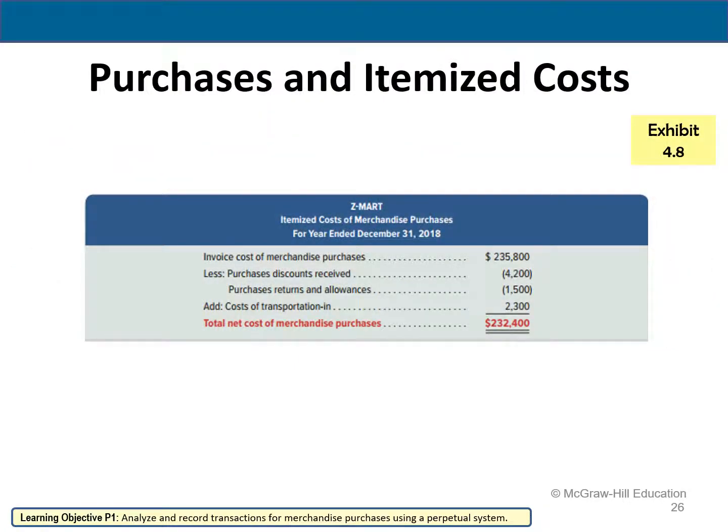All right, so when we're itemizing or figuring out the cost of our inventory, it's invoice cost, less purchase discounts, less purchase returns and allowances, plus cost of transportation in. So that's FOB shipping point costs, okay? That's how we compute our total net cost of merchandise purchases. So that's what's hitting your inventory account.